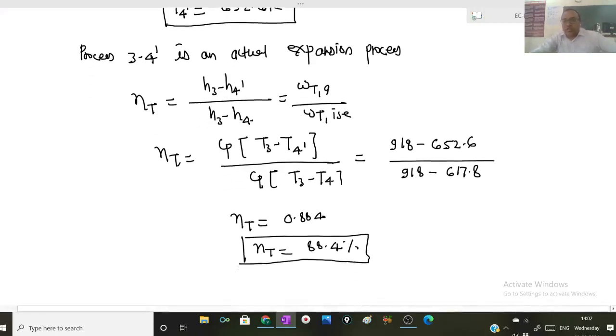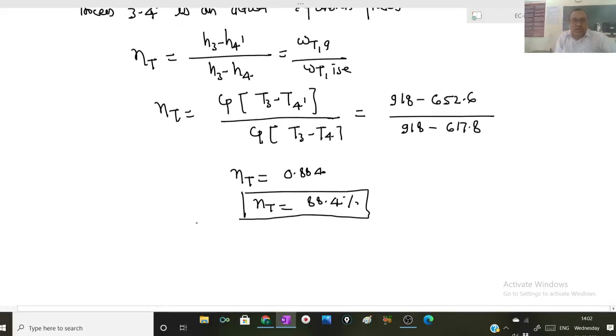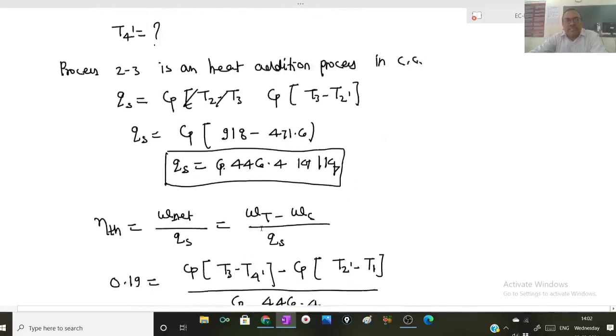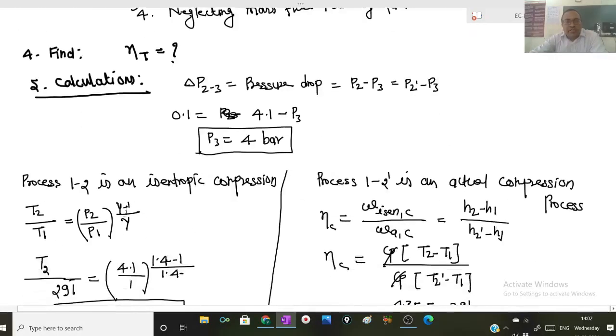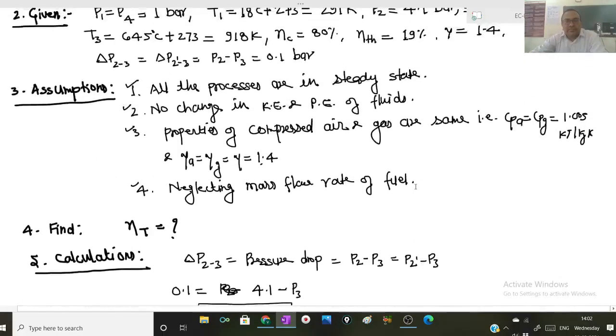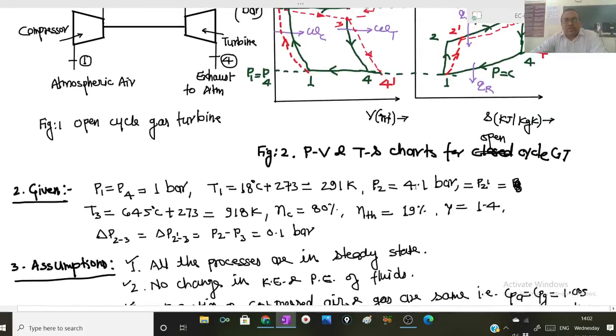So this way you can solve such numericals. By solving this problem you will be able to tackle the pressure drop in either of the components. Here the pressure drop is taking place in the combustion chamber. So we have taken into consideration that pressure drop to calculate the other parameters. So with this I come to an end of this numerical. Happy learning.